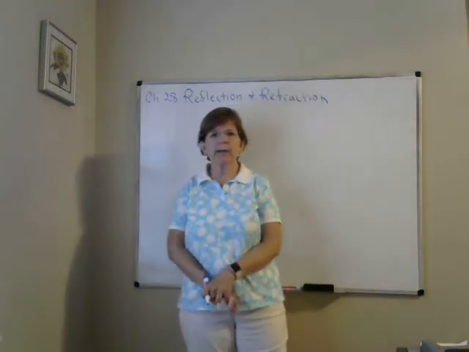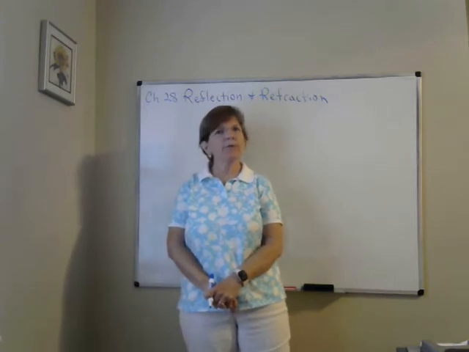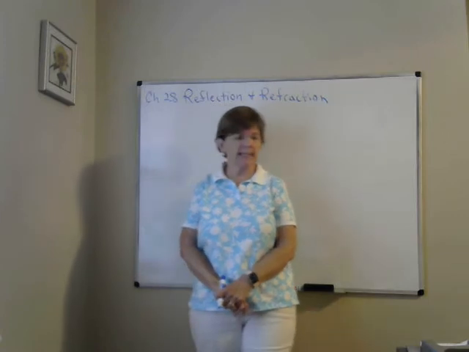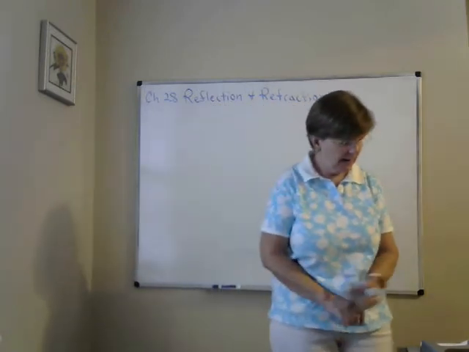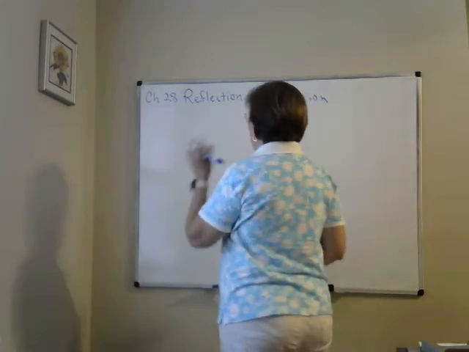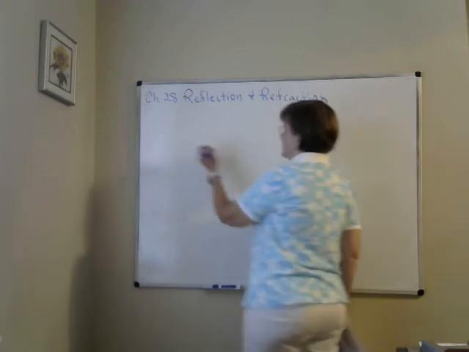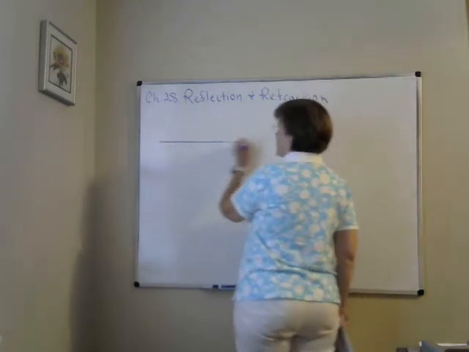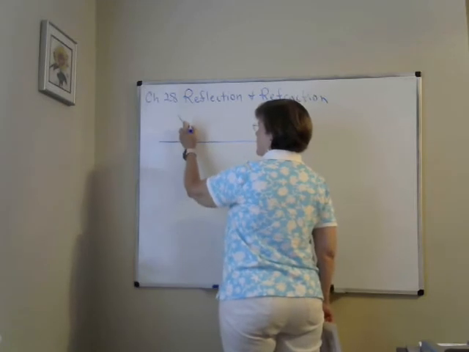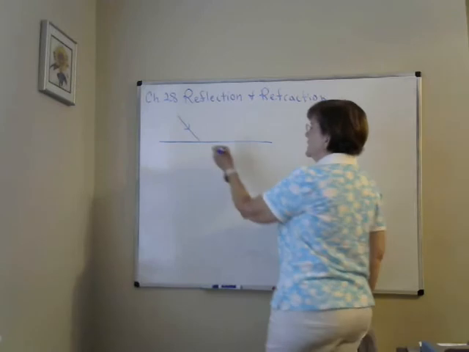In chapter 28, we talk about reflection and refraction, both of which are responsible for lots of the things we see and how we see them. Anytime you have light that shines on a surface, here's a surface, there's a couple of things that can happen. The light can be reflected.